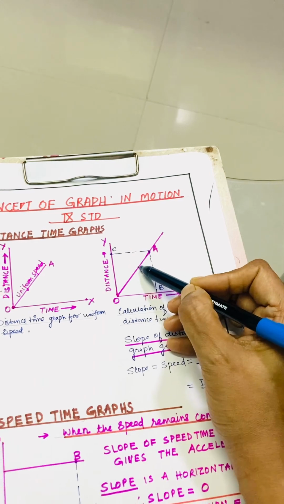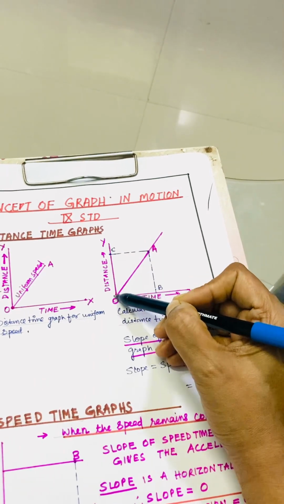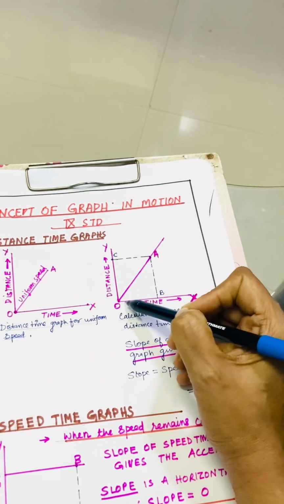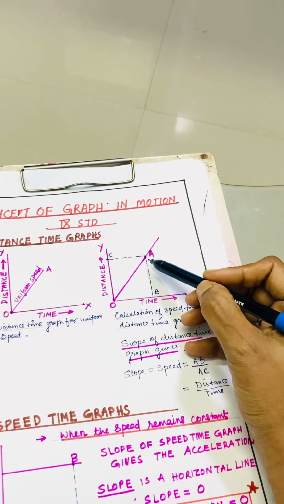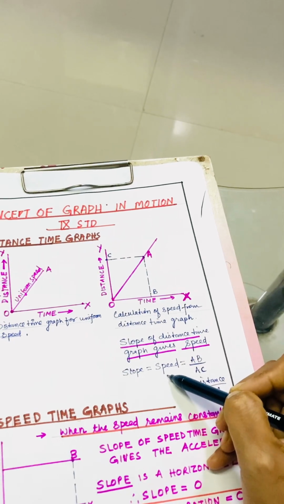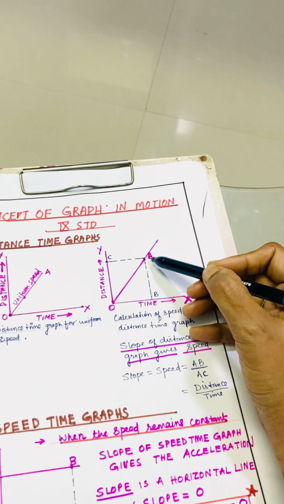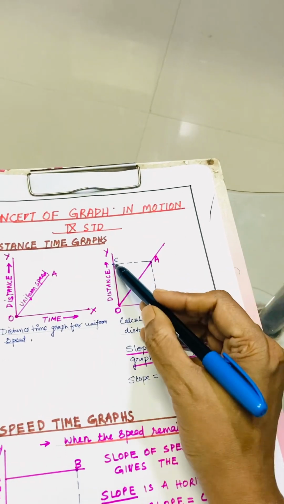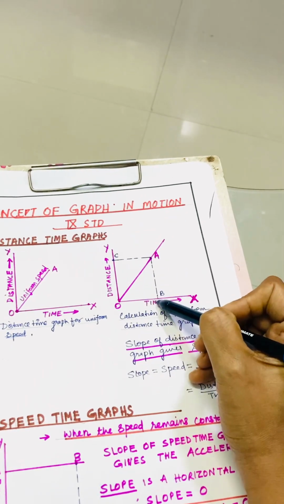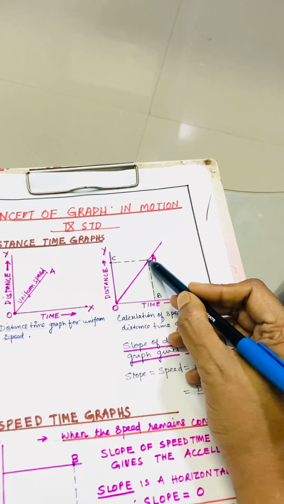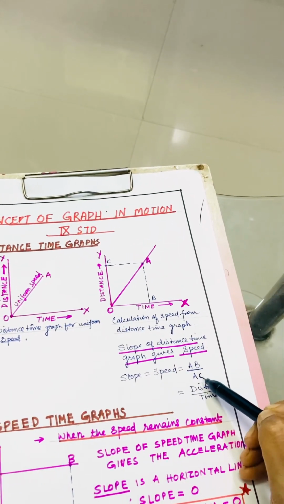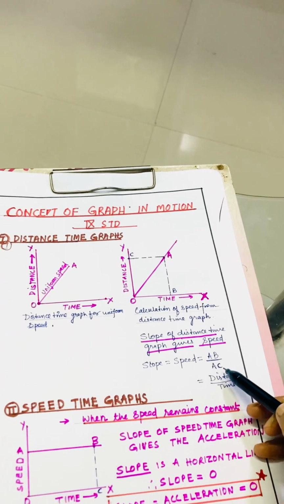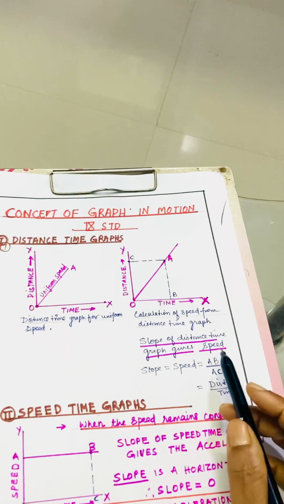So how is the slope calculated? Slope in mathematics is calculated as the y-axis divided by the x-axis. So slope means speed here, and speed is equal to this y-axis, that means AB, divided by this x-axis, that means AC. This is the distance traveled and this is the time taken. So AB by AC, that is distance by time. In this way we can calculate the speed from the graph.